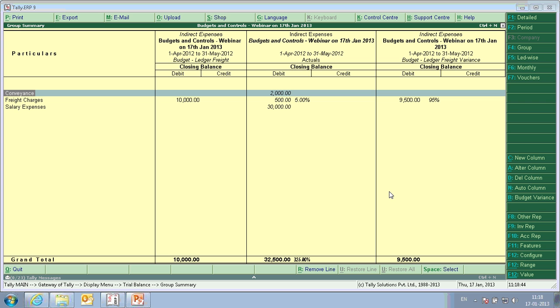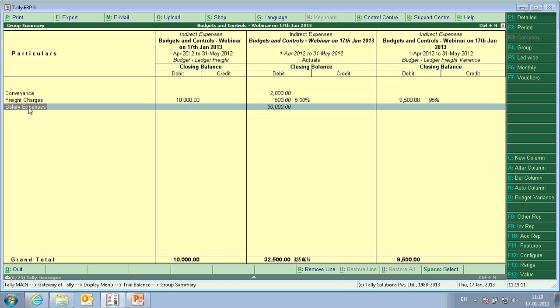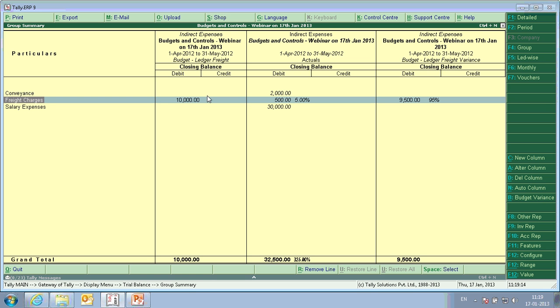Jojo says, sir, will it carry forward to the next year? No, it won't, Jojo, because we are fixing for 1 year, no? Tally Bank Computer Education says those are the group budgets. Yeah, that's right, Satish. I have not fixed a ledger level budget for conveyance and salary, but only for freight charges. That 10,000 is my yearly budget. Till today I have spent 5% of it, that is 500, and still 95% variance is available here. So this is the ledger budget.